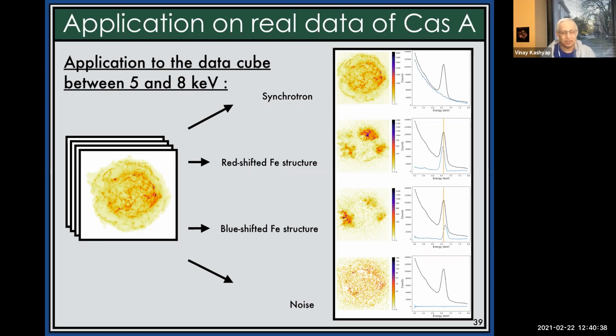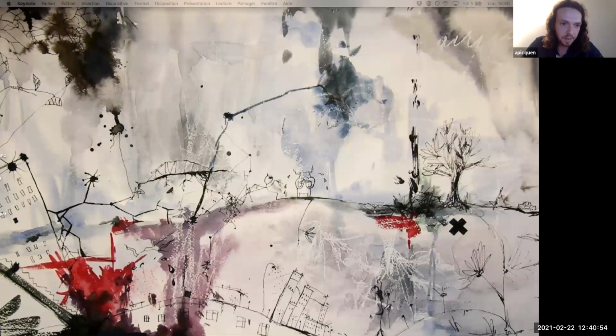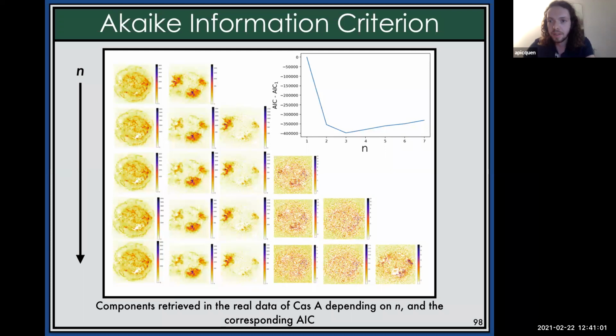Is there a way to tell what the real number n should be, or to estimate the number of components from the data? Well, I can show you something that is interesting. Actually the best way is still to try different numbers. Here you can see, for exactly the example I showed you, the different numbers and the images we obtain.